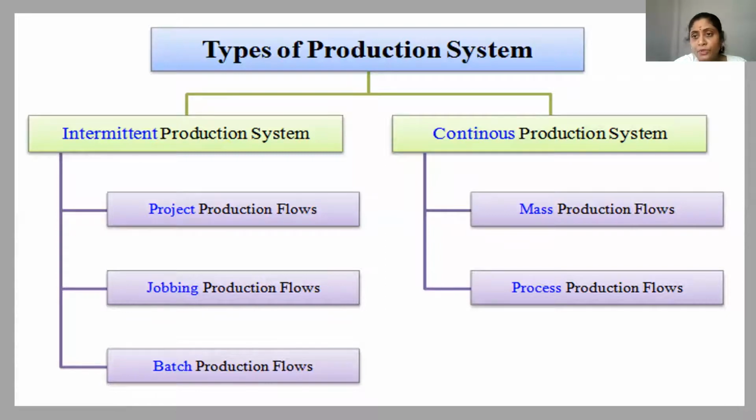This production system in an organization can be exercised in different types: intermittent production system and continuous production system. Intermittent, the name itself suggests, is not continuous. Because of the nature of that production system, we are going to have three kinds of production flows: project, jobbing, batch. Under the continuous production system, we have two types of production flows: mass and process.